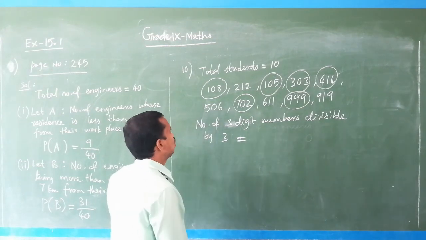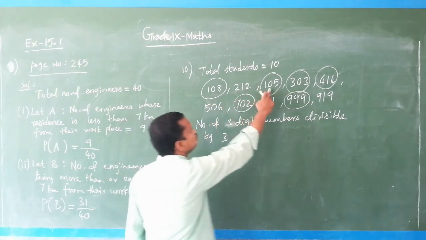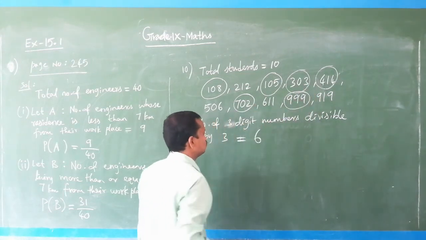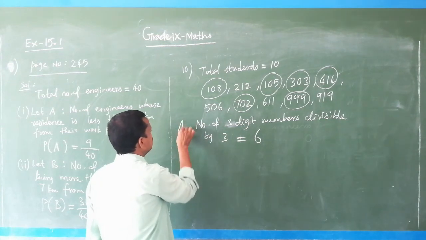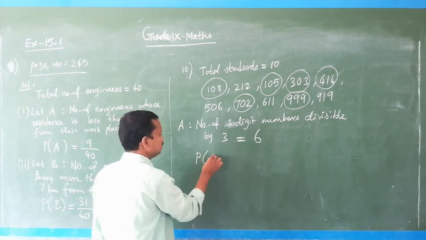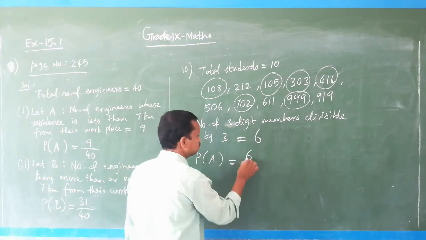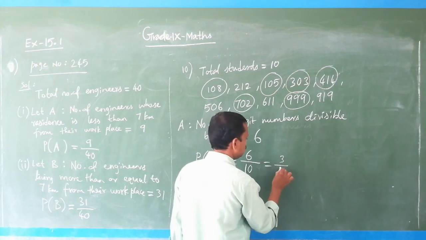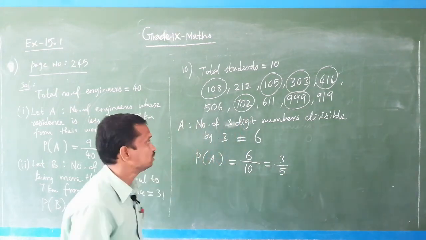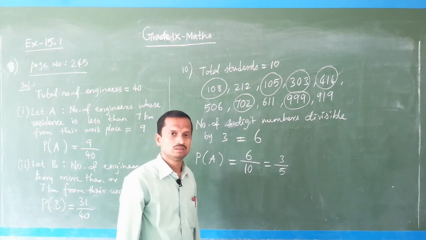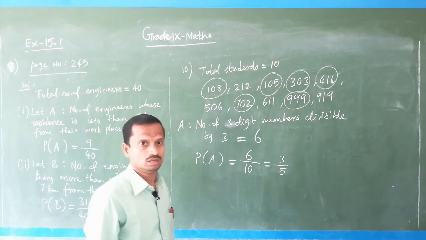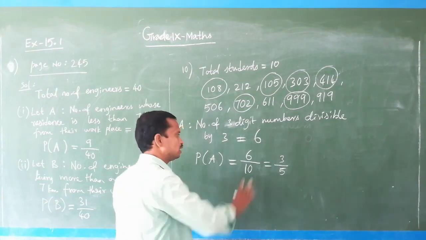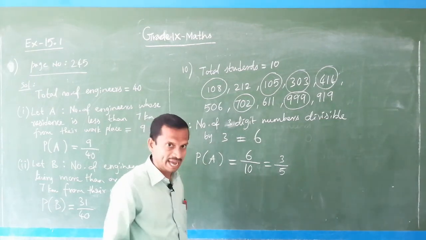Now, how many numbers are divisible by 3? 1, 2, 3, 4, 5, 6, so 6 numbers. Suppose I take the event as A, then P of A equals 6 by the total of 10 numbers. If I simplify, 2 threes are 6, 2 fives are 10, so 3 by 5 is the probability. This is a sample given for you. So, you have to do it like this. Any number you can write, and the probability value may differ. This is a sample for this activity.